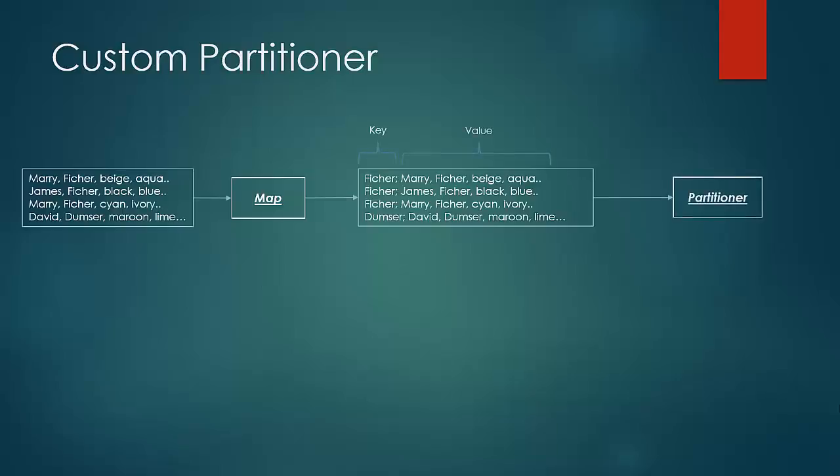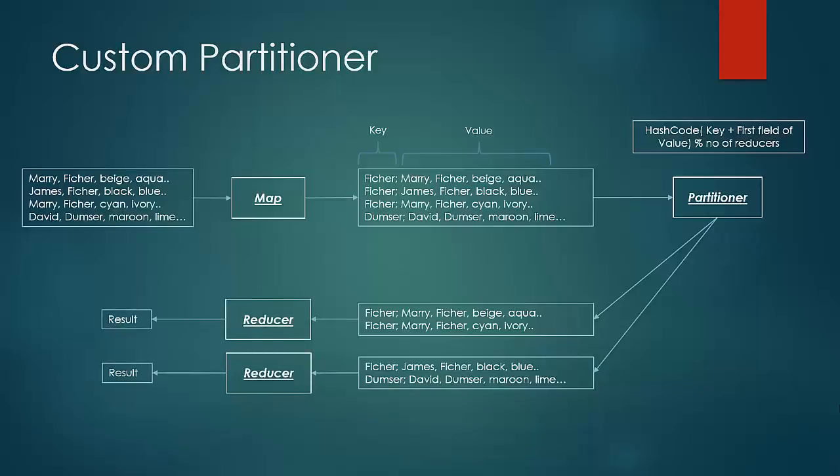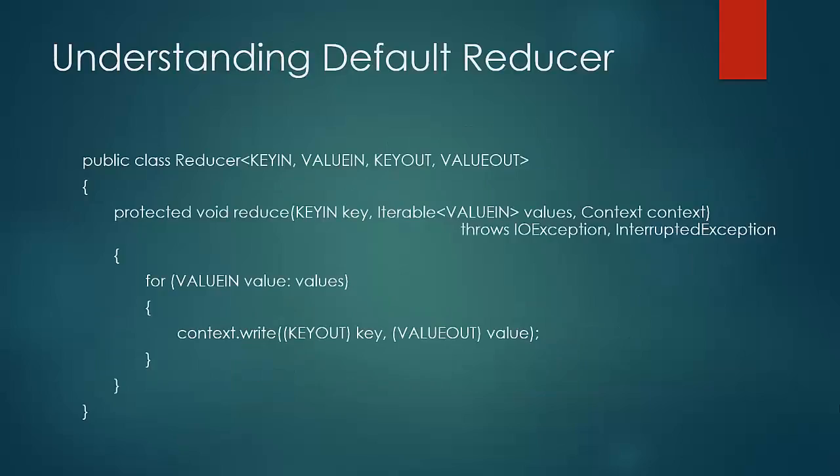And this would be fed to the partitioner. Now we want that people with the same first name should go to the same reducer. So in that case, we would add the first name as well to the hash partitioner to calculate the hash code. As you can see, Fisher James has been sent to a different reducer despite its key value being the same as Fisher Mary. This is because of the custom partitioner defined. Okay, after a little detour, let us now jump back to our main discussion, which was to understand the defaults.